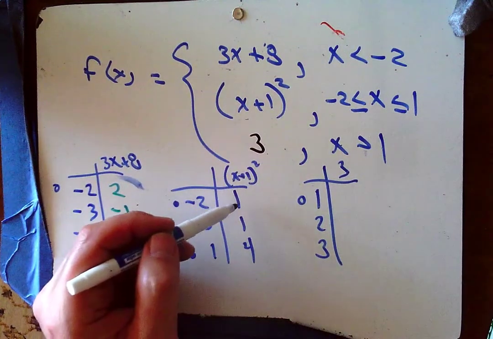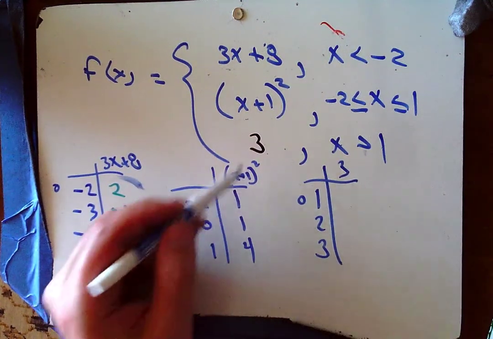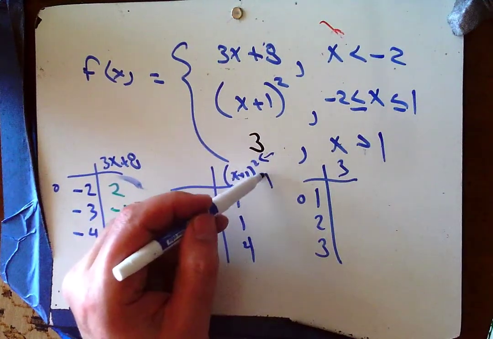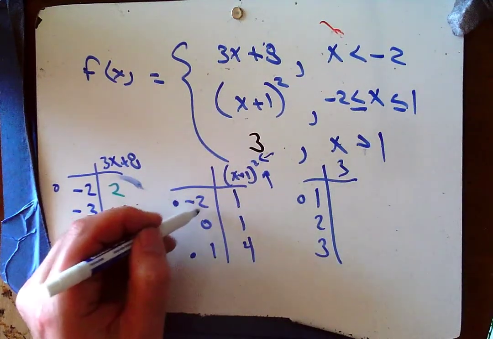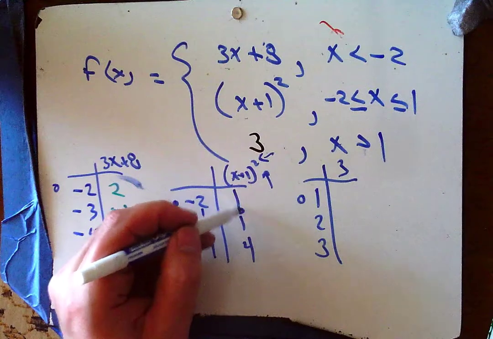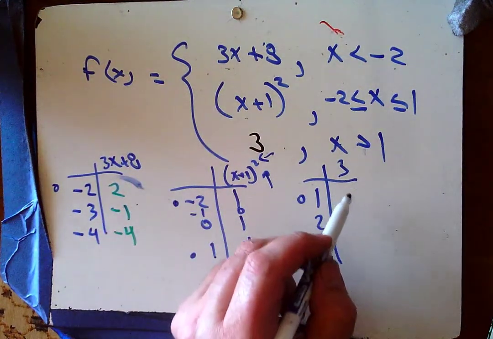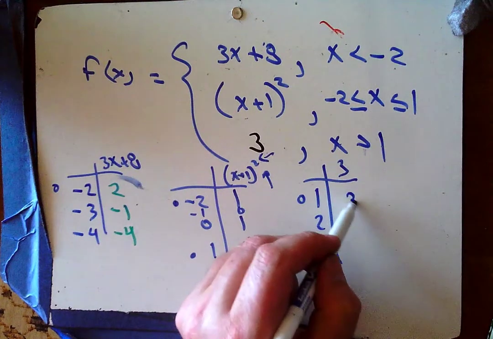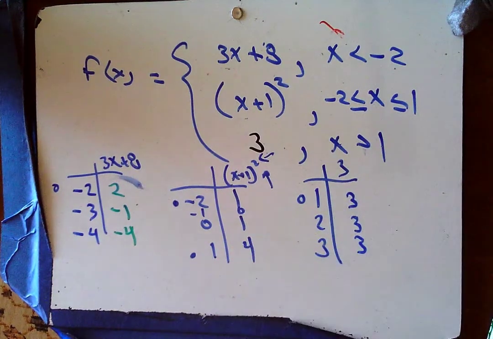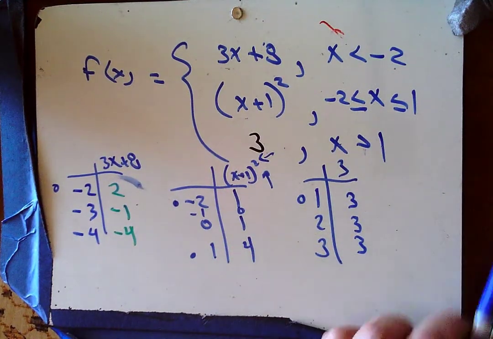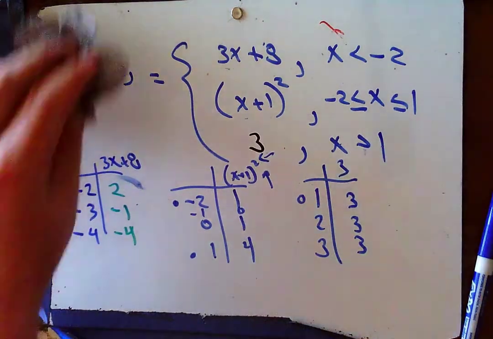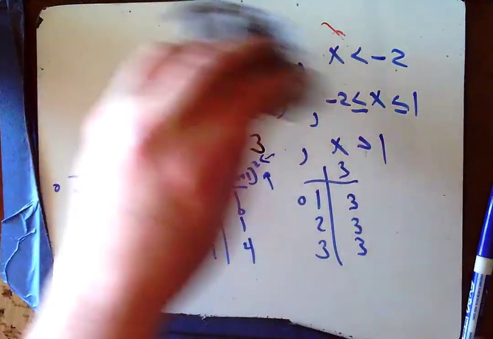Now be careful, this is not a horizontal line, this is a parabola. Okay, if you plug in -1, you're going to have 0. So I need a parabola shape. But over here, no matter what x value I plug in, 3 petulantly says 3. So let's graph this piecewise function.